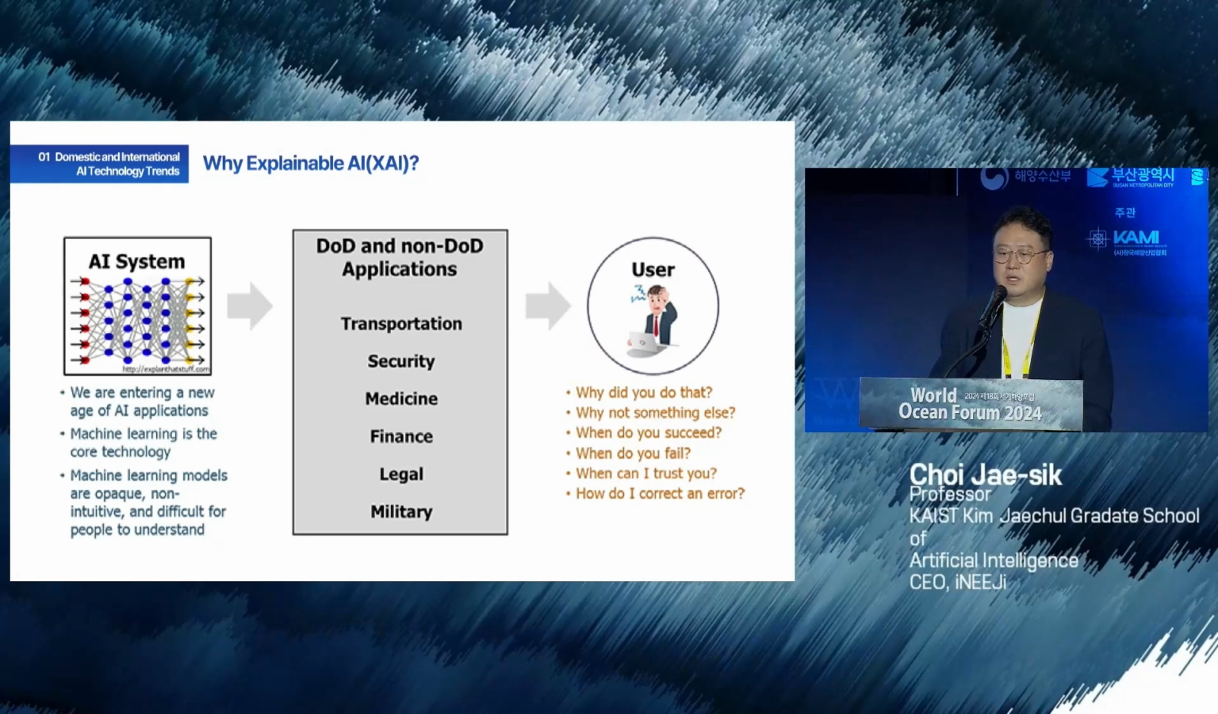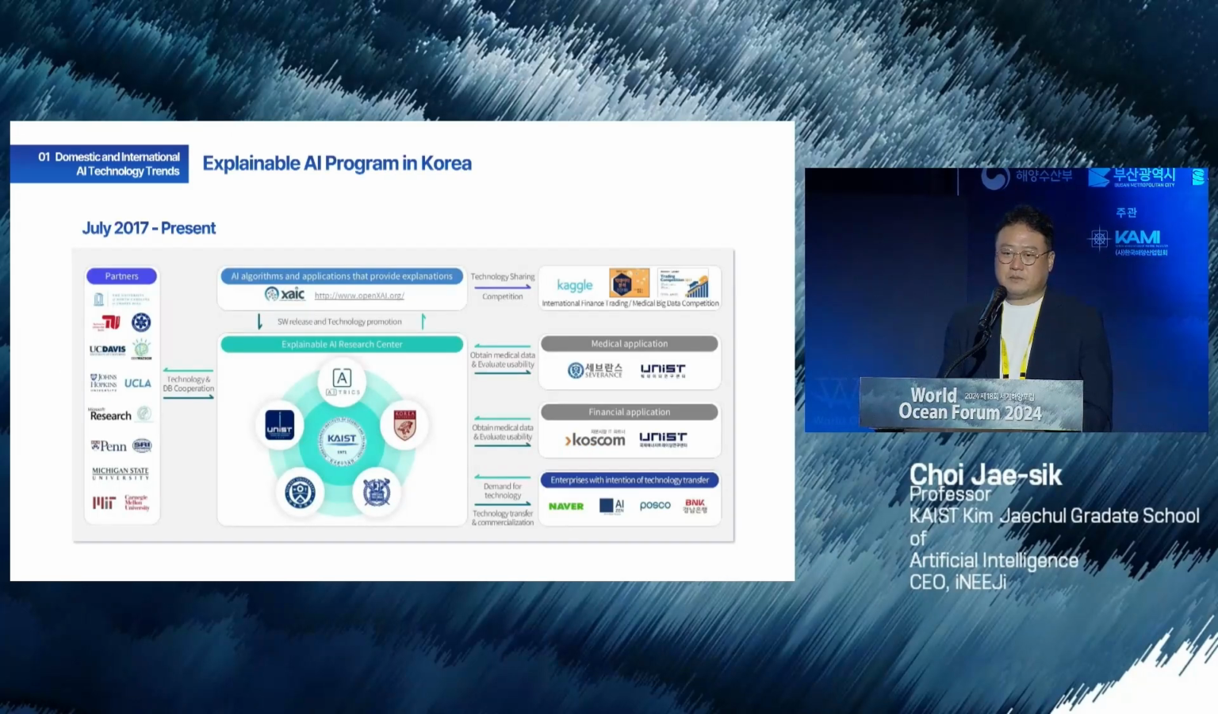So for mission-critical systems, explainable AI is needed: we need to know when it works, when it succeeds, when it fails, why it happens, and how we can fix it when something goes wrong. This kind of explainability should be ensured for mission-critical systems. Various studies and development are still going on.